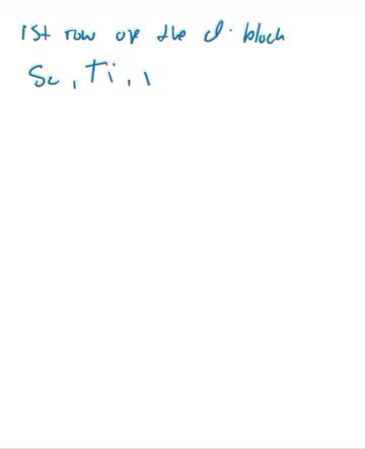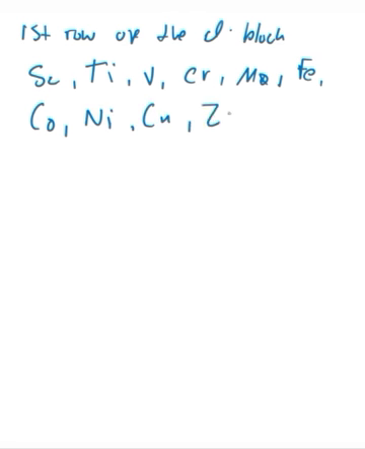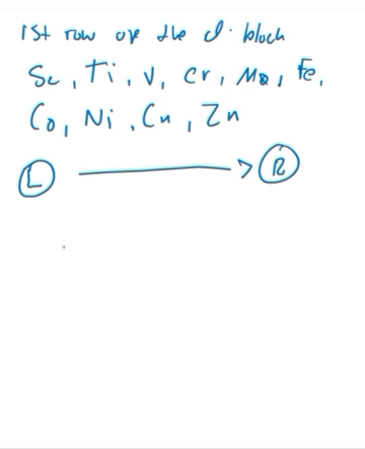In general, I'm going to look at just the first row of the d block, and that includes scandium, titanium, vanadium, chromium, manganese, iron, cobalt, nickel, copper, and zinc. When we look at those, starting from the left-hand side of the periodic table over to the right-hand side, as I move from left to right, what are some things that I can expect?